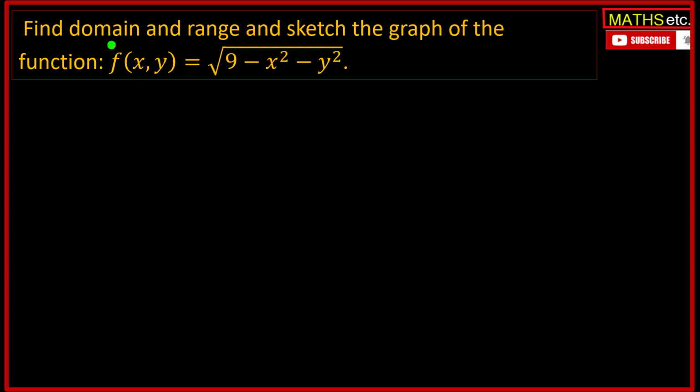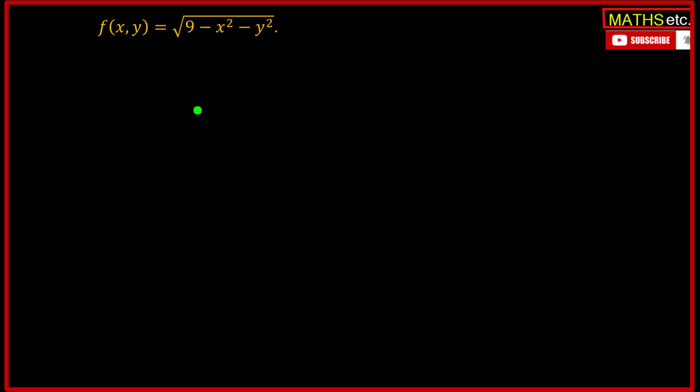So in this problem, we have to find the domain and range of the given function of two variables, and later we have to sketch the graph of the function. So the given function of two variables is f equals the square root of 9 minus x squared minus y squared. Let the value of the function at any point (x, y) be z.